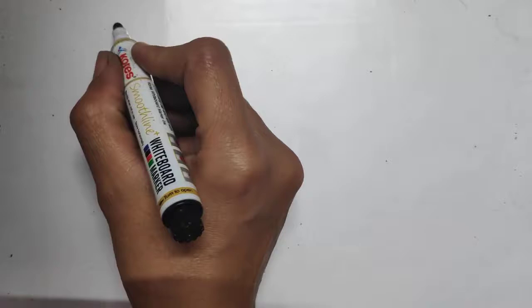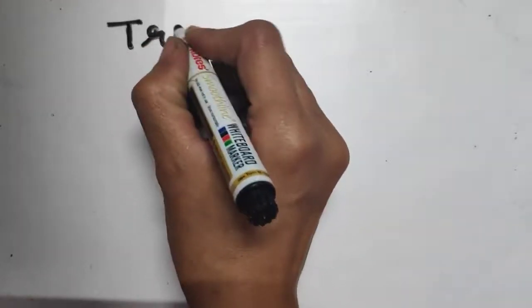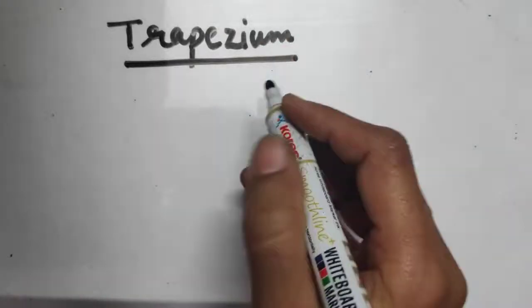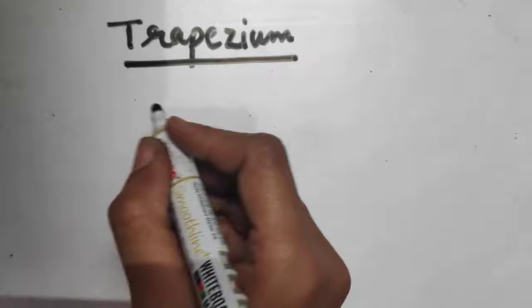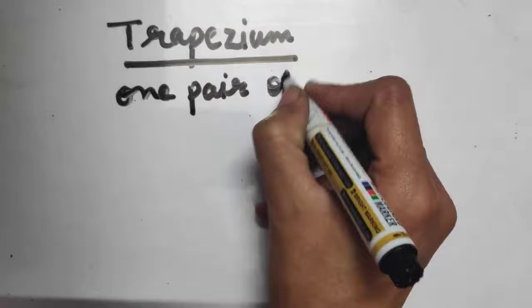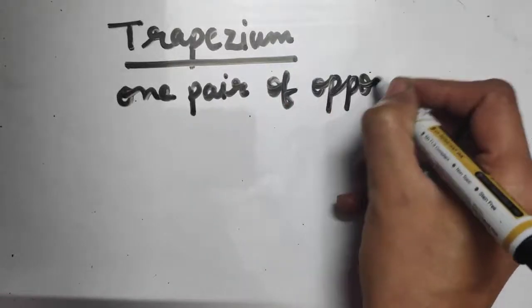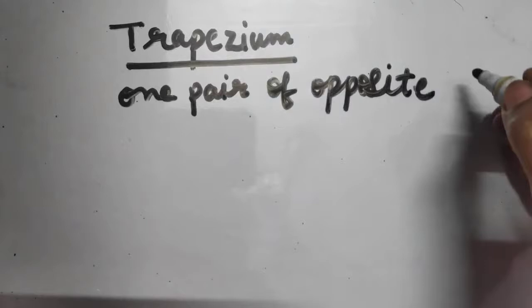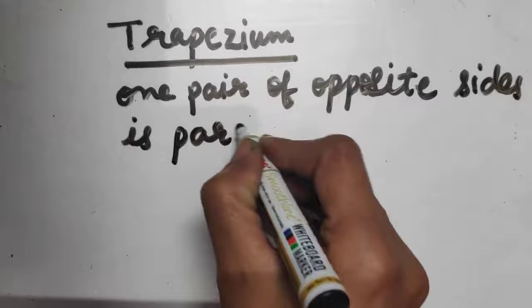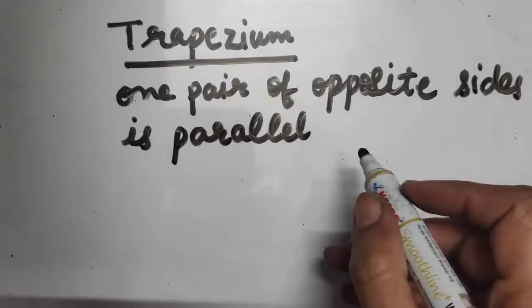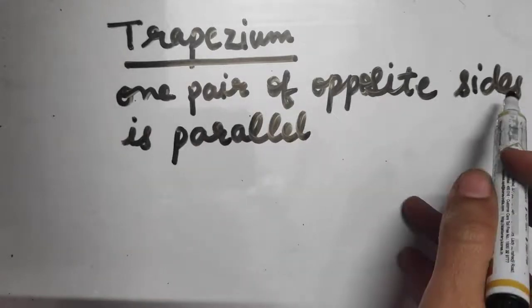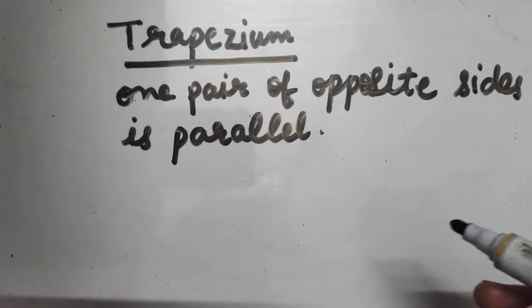Now let us talk about the trapezium. So firstly, let us see the definition. A quadrilateral in which one pair of opposite sides is parallel, that quadrilateral is called a trapezium. So a quadrilateral in which one pair of opposite sides is parallel is called a trapezium.